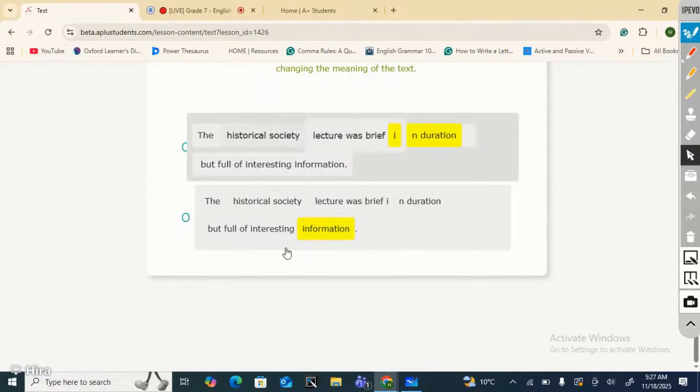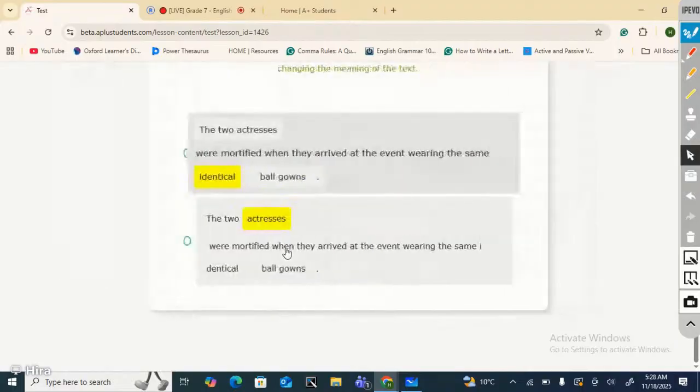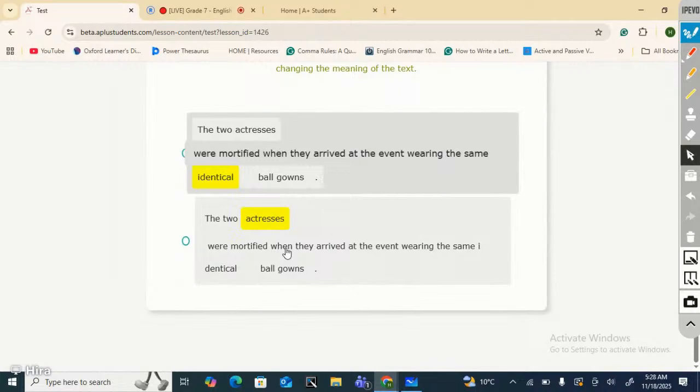Well, option 1, the historical society lecture was brief in duration. Brief tells about the time, means short in time, in duration. So the phrase in duration is redundant. It is needless, we should not add it. So option 1 is correct. Okay, so it's the same thing.